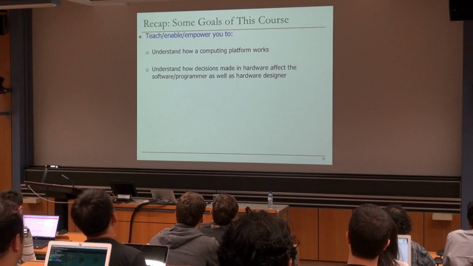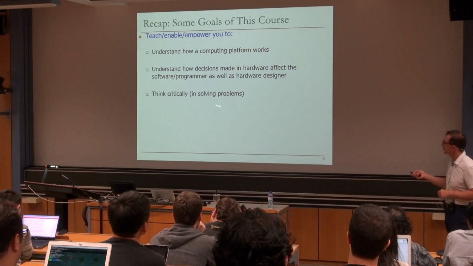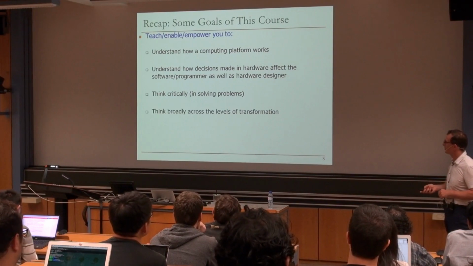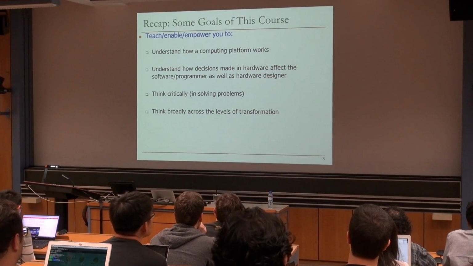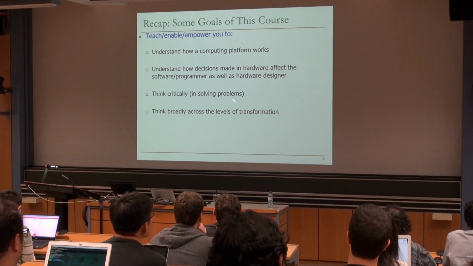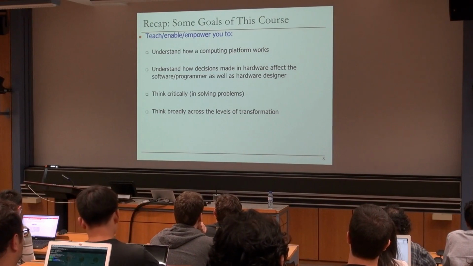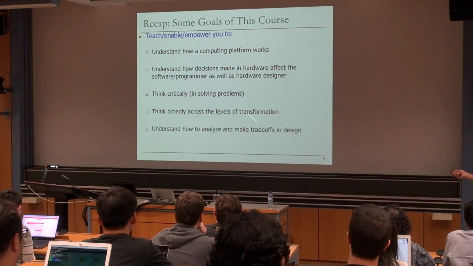We've looked at Rowhammer as an example. For example, think critically. I think this is really important in solving problems, and think broadly across the levels of transformation. Because I think this is the kind of thinking that we need. And I think these are the long-lasting parts of, hopefully, this lecture. Even if you forget everything about computer architecture, the principled approach will hopefully stay with you for a long time. And this one also, understanding how to analyze and make trade-offs in the design.